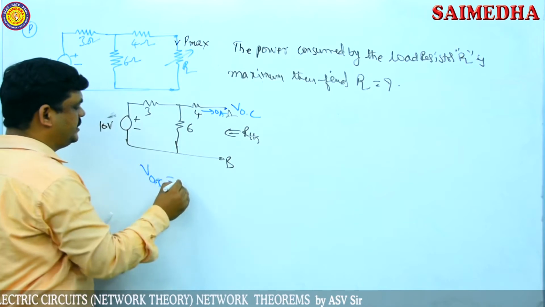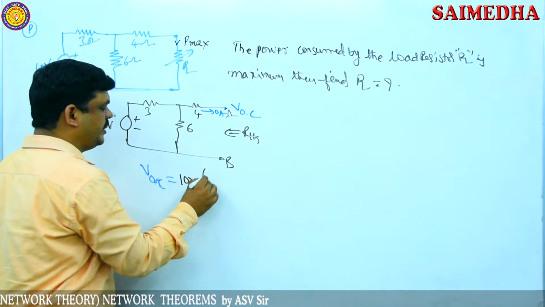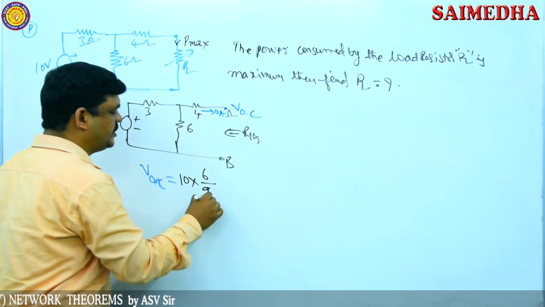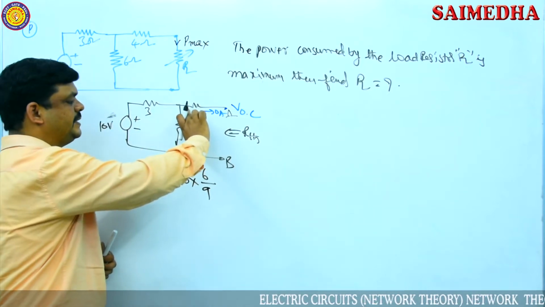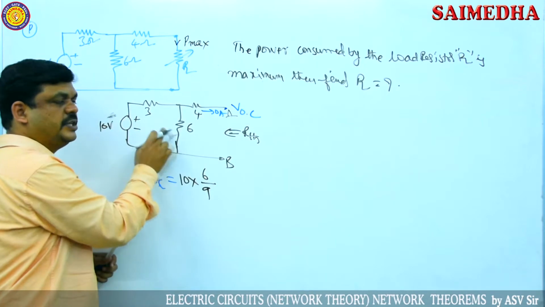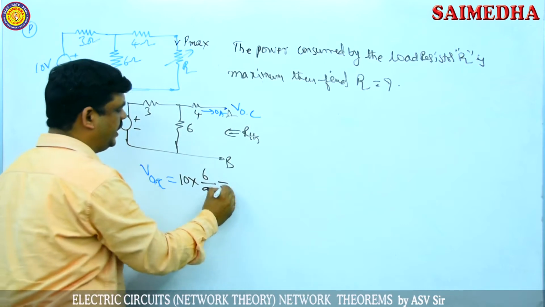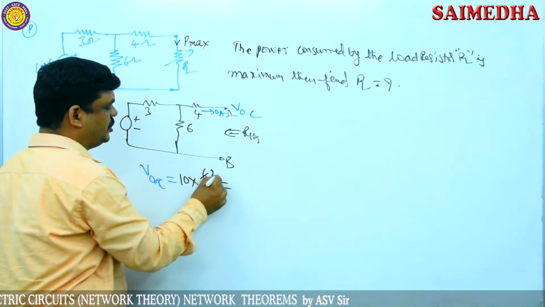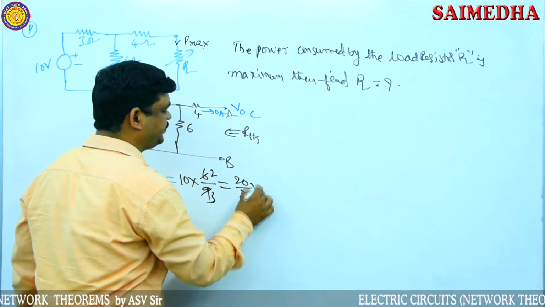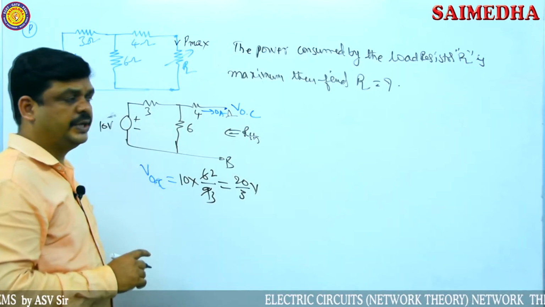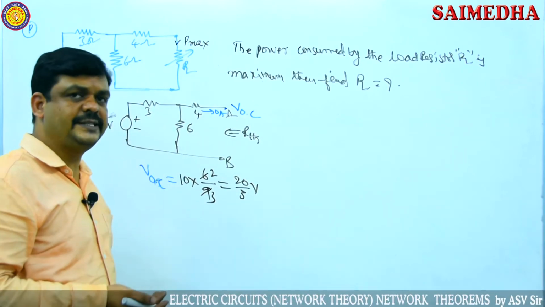These two are in series, so the total voltage is divided in proportion to the resistances, that is 6 by 9. Voltage across 6 ohms is 6 by the total resistance, 6 plus 3, which is 9. Then directly this gives 2 and here 3, so the voltage is 20 by 3 volts. Similarly, we have to find the Thevenin's resistance.